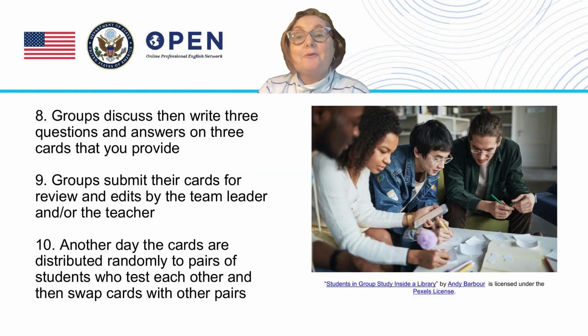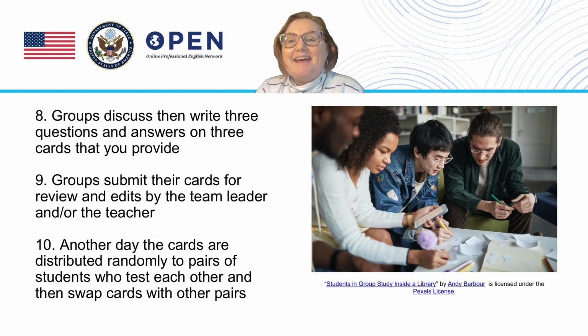After the groups complete their questions and answers on cards, they are collected by the teacher or team leaders to review, correct, and/or grade if wanted. Another day, the cards are distributed randomly to pairs of students who test each other and then swap cards with other pairs. They can also discuss if they think the teacher may use this question on the test and why or why not.